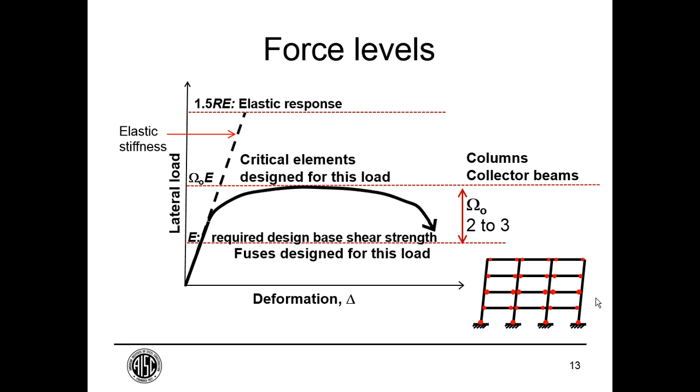So the omega sub O is a load factor, but it kind of represents an analysis. It represents a guess at what a more sophisticated analysis would show as the maximum capacity of the structure. So our guess is for steel structures somewhere in the range of 2 to 3, depending on the type of system that we have. So the design of some elements for the omega sub O forces and the design of other elements for the E forces is the proportioning that we require in the seismic system.